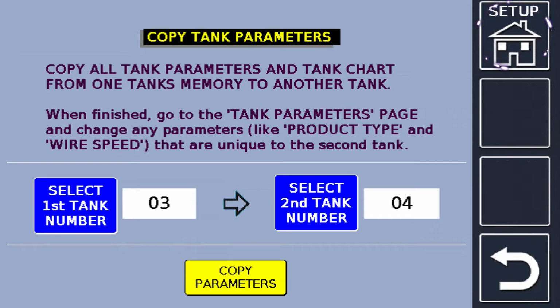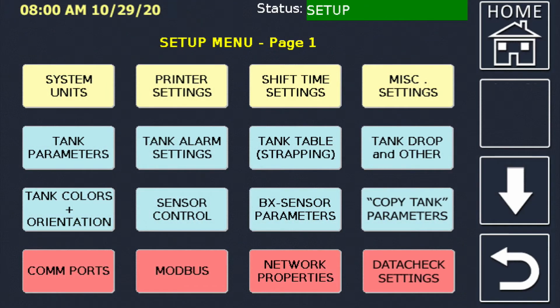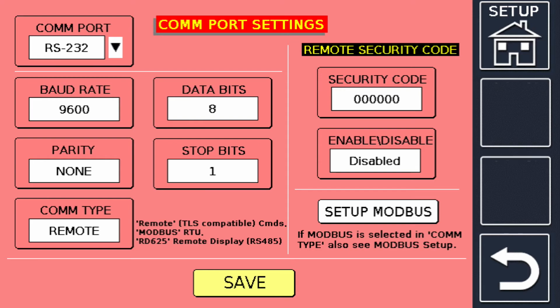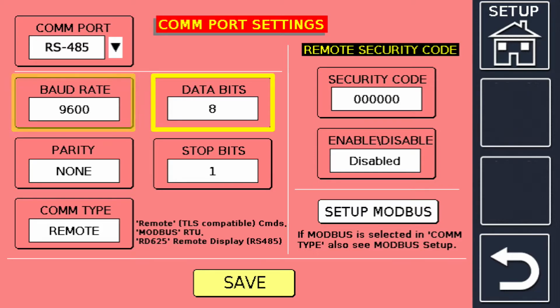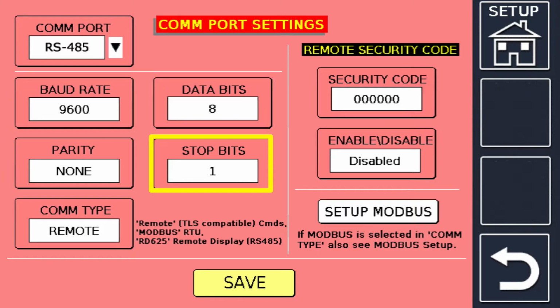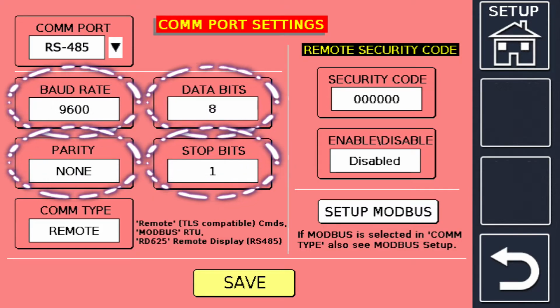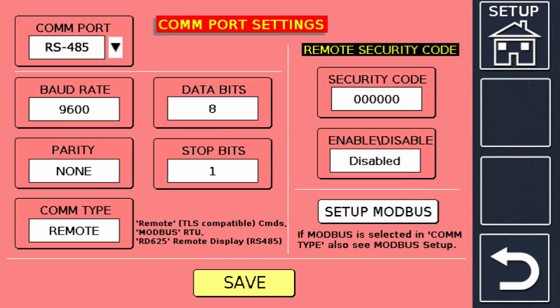Pressing the Setup button will bring you back to the Setup menu page. Pressing the COMM Ports button will bring you to the following page. This page defaults to the RS-232 port. Using the COMM port arrow will toggle between the RS-232 and RS-485 ports, both are programmed independently. Baud rate, data bits, parity, and stop bits are programmed to match the remote device being communicated with. Pressing any of the buttons will toggle through the available options.